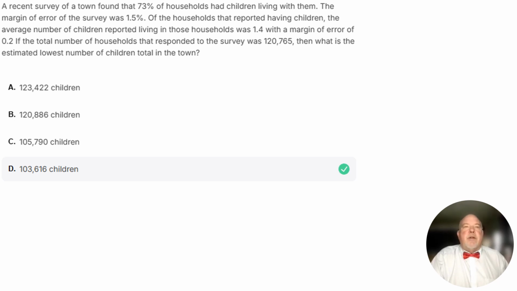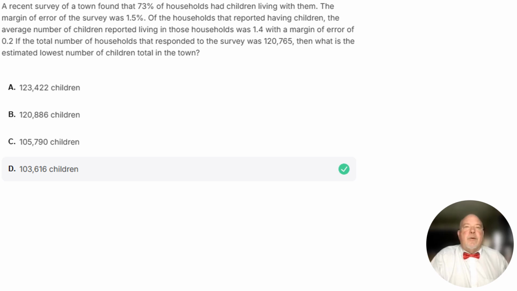them. The margin of error of the survey was 1.5%. Of the households that reported having children, the average number of children reported living in those households was 1.4 with a margin of error of 0.2. If the total number of households that responded to the survey was this number, then what is the estimated lowest number of children total in the town?